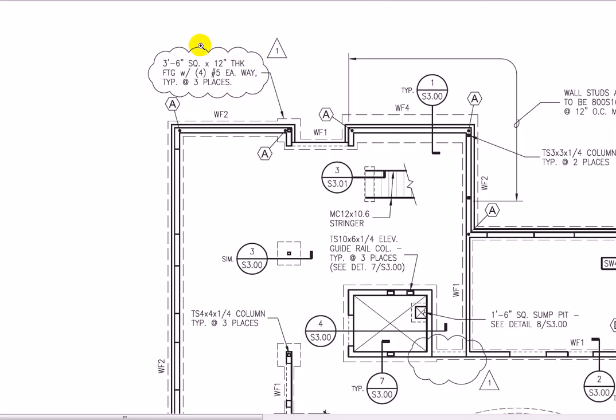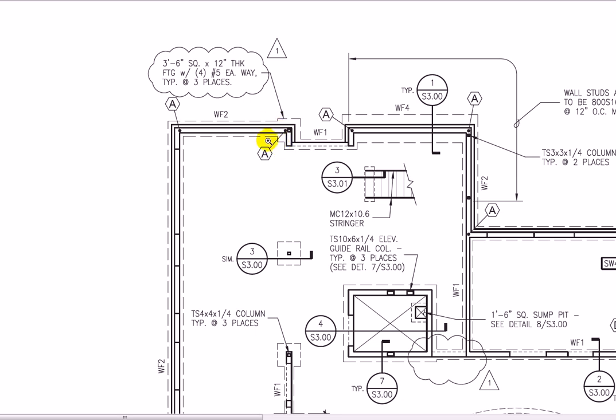These little bubbles around things are revisions that were made with a little 1, so that ties it to something that was revised after the first issue of the drawing. Let's talk a little bit about lines on a foundation plan. When we have a dashed line, that indicates something that's beyond or hidden, like underneath the grade. So these two lines are indicating the edge of the footing.